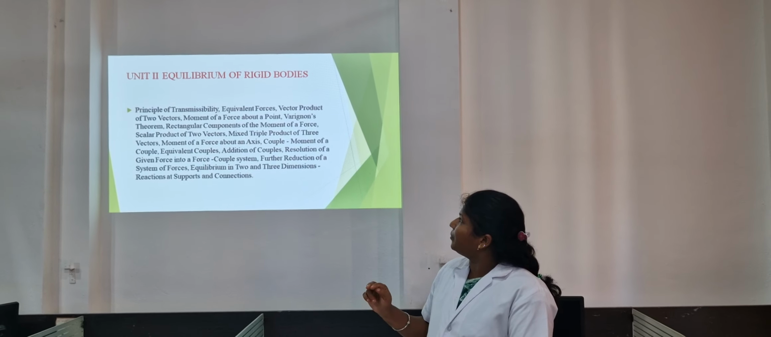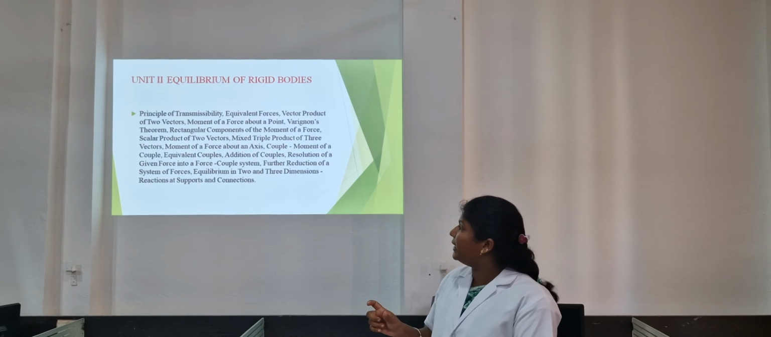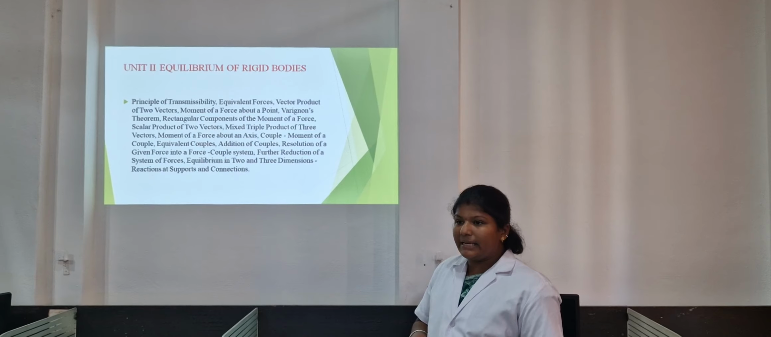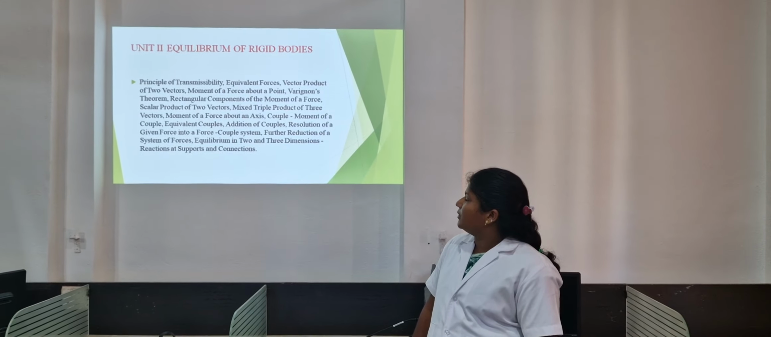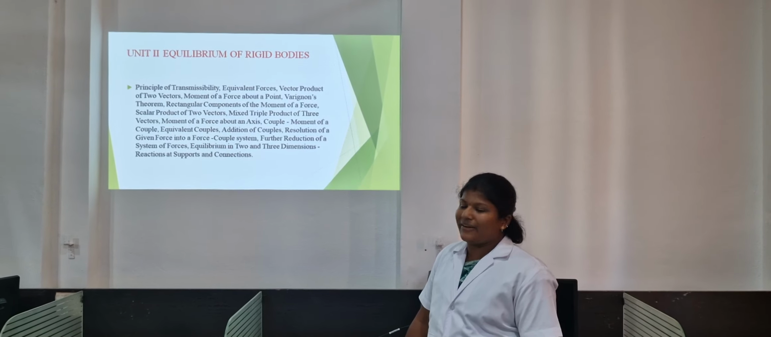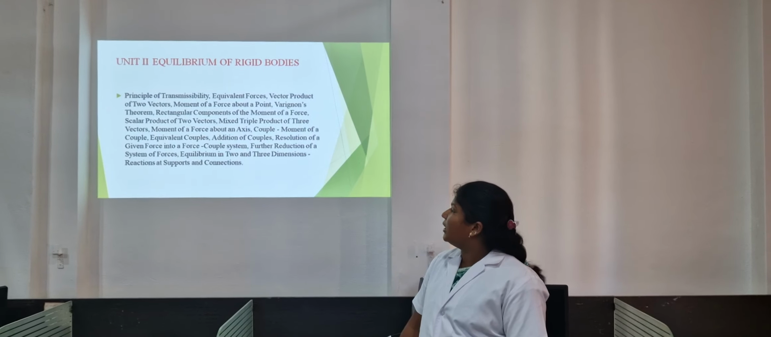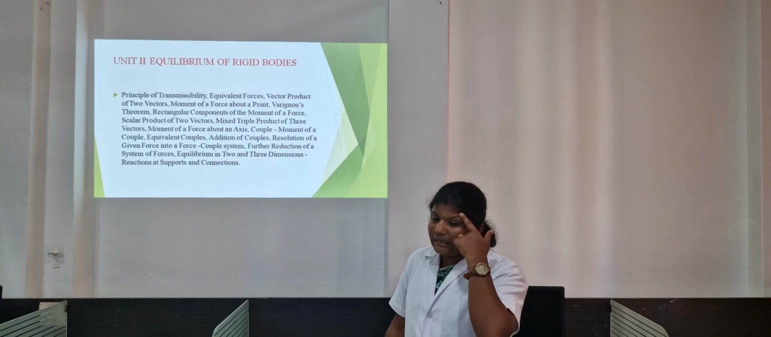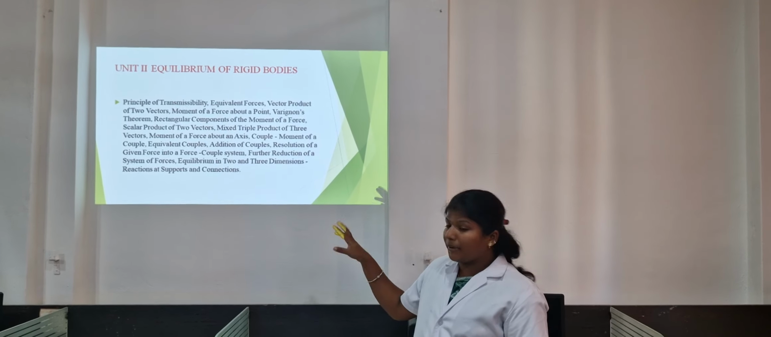Then second unit, equilibrium of rigid bodies. Here we are going to see principle of transmissibility, then equivalent forces, then vector product of 2 vectors and 3 vectors, then rectangular components of moment of forces, that's a scalar product of 2 vectors, then mixed triple product of 3 vectors, then equivalent couples, then addition of couples, then resolution of forces of a system of forces. Actually we are already going to see this in the first unit, so the same is coming in the second unit.